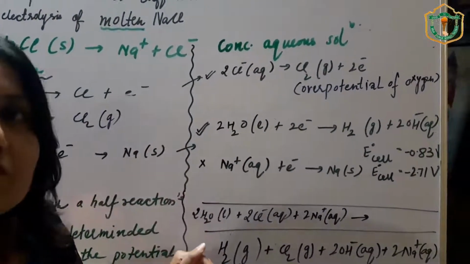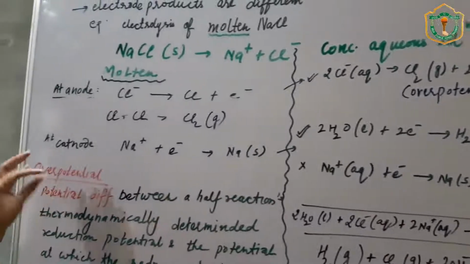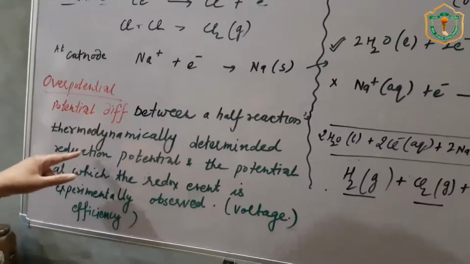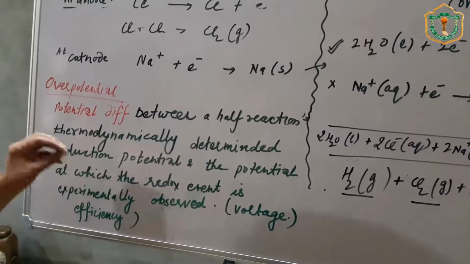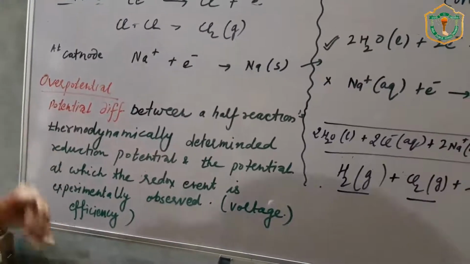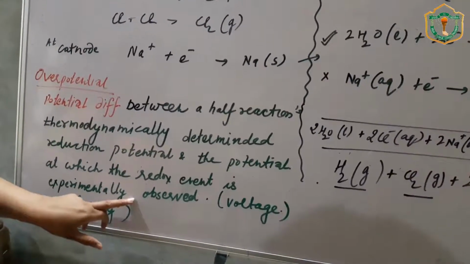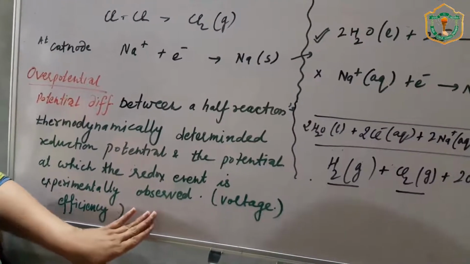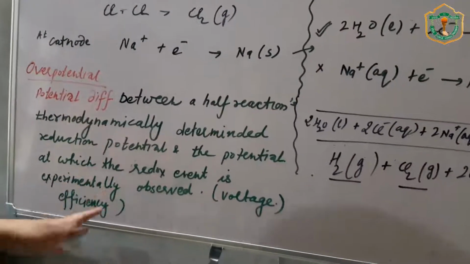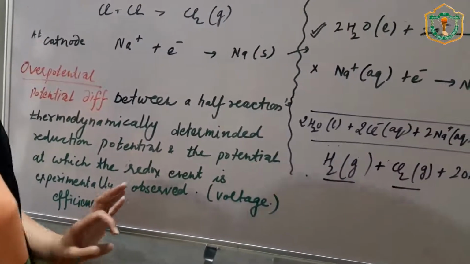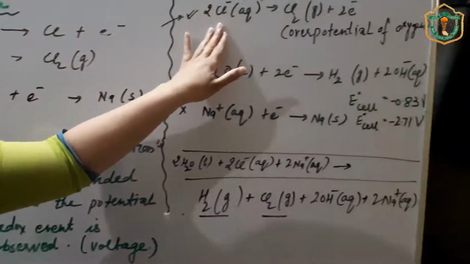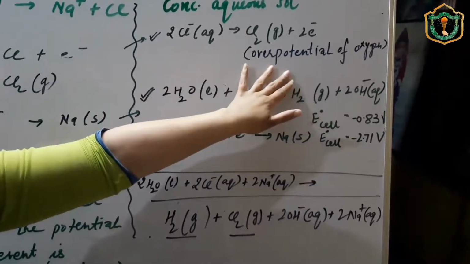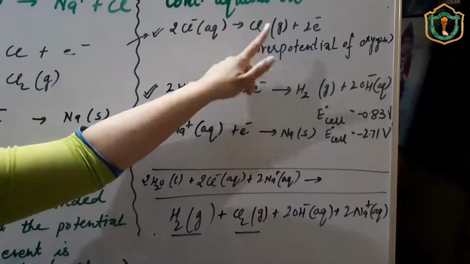And what is overpotential of oxygen? Overpotential means the potential difference between a half reaction's thermodynamically determined value and the potential at which this particular redox event is experimentally observed. So you can say this is the difference between the theoretical and the experimental value, which is called overvoltage or overpotential. This is directly related to the voltage efficiency. So in this case, out of Cl negative and oxygen, chlorine gas is evolved, because oxygen has overpotential. So as compared to oxygen, chlorine gas is evolved.